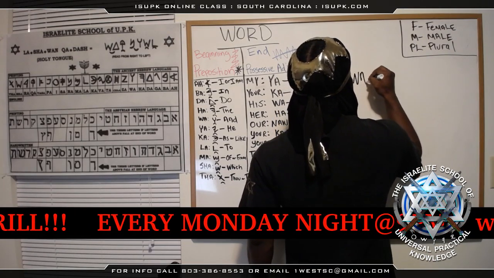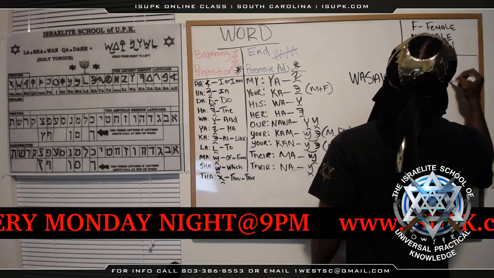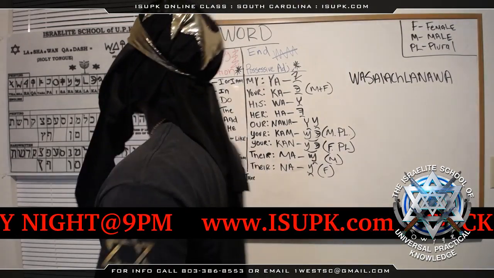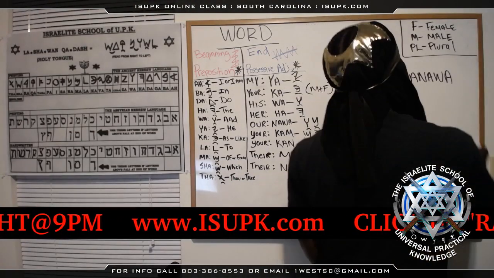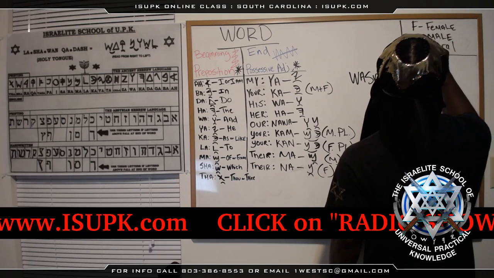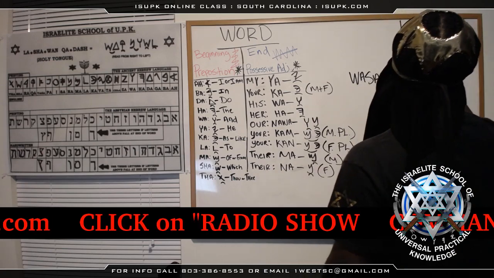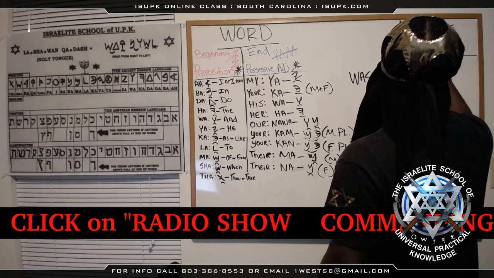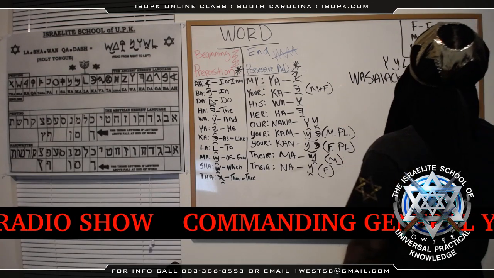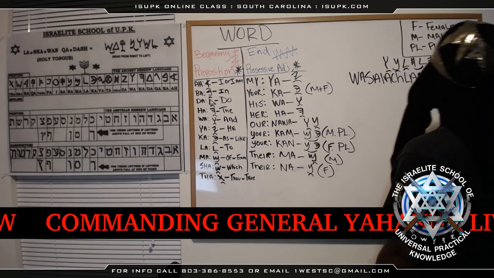Wa salak la na wa. This is the ka. Wa sa la ka la na wa. So those are all pronounced independently.